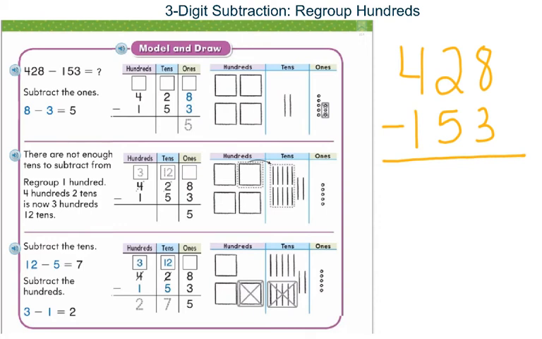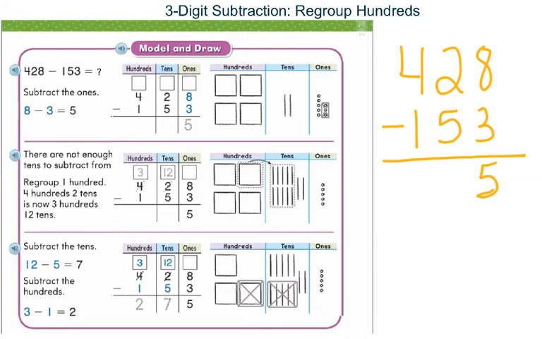Remember, we line up the hundreds, the tens, and the ones. Now, let's begin to subtract in the ones. How much is 8 minus 3? 5. Now, we start to subtract in the tens. And we ask ourselves, is there enough? No. So we have to borrow.